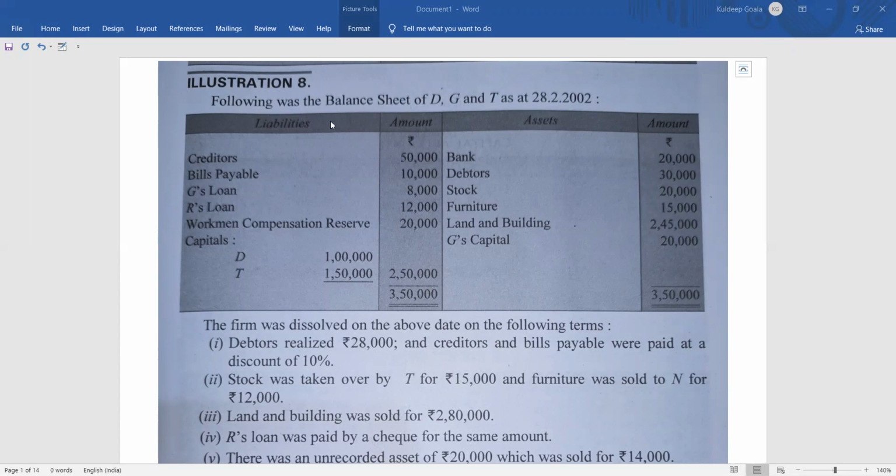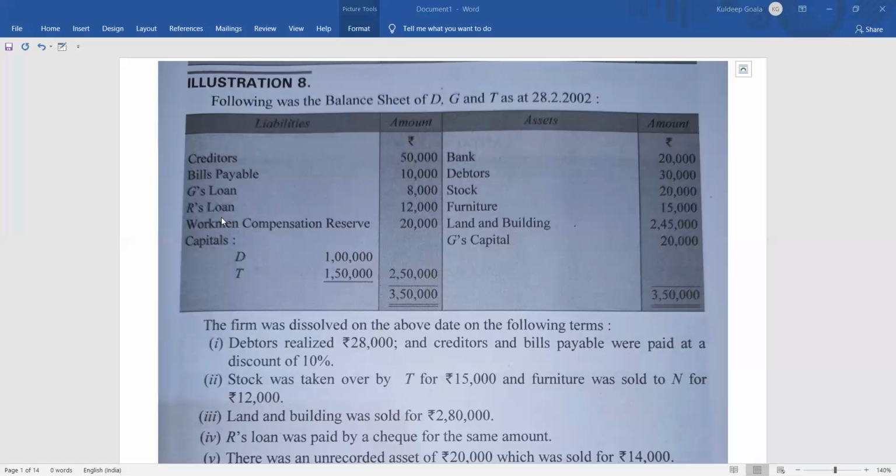So let's start. Here is the question. What is given is that the following was the balance sheet of D, G, and T as at 28 February 2002. That means the last day of February 2002. In the liability side we have got creditors, bills payable, G's loan account, that is partner's loan, and R's loan account. R is no one here, right? So R is an outsider. Outsider's loan will be paid through realization account.